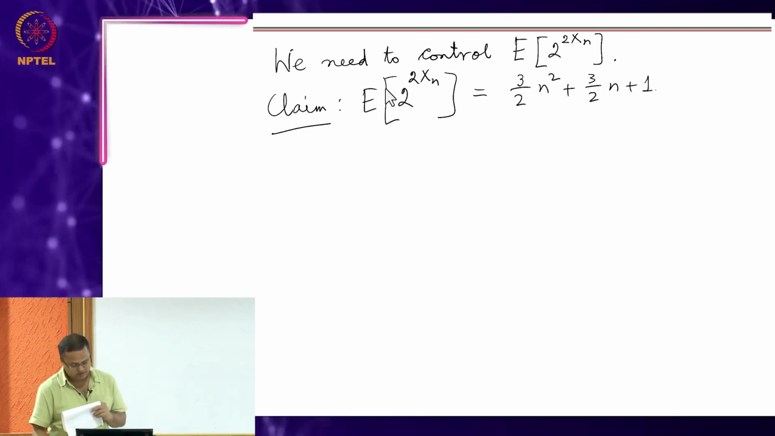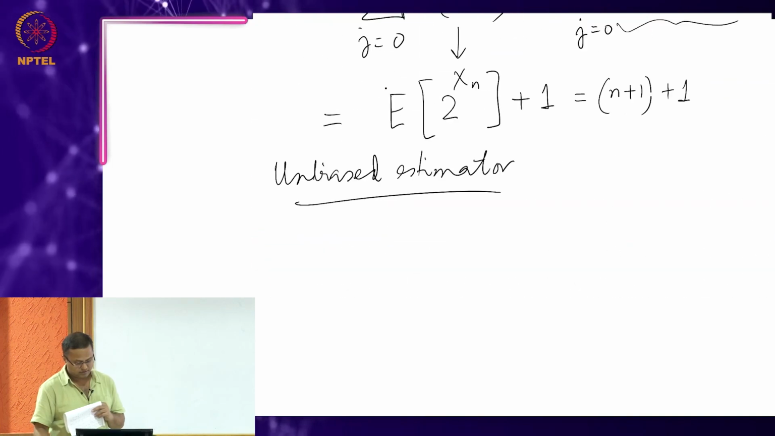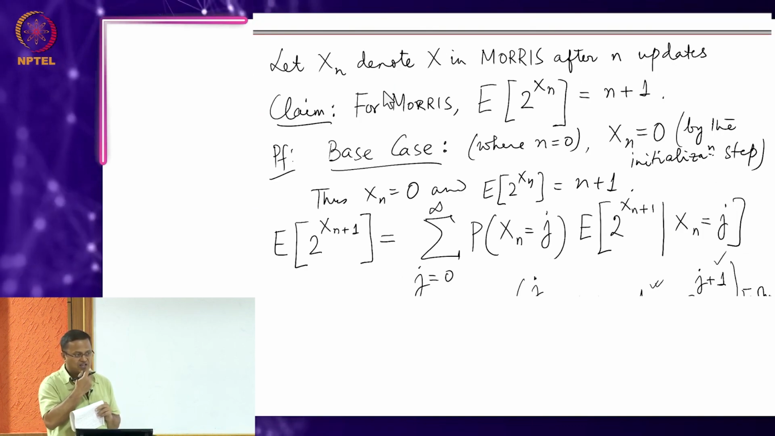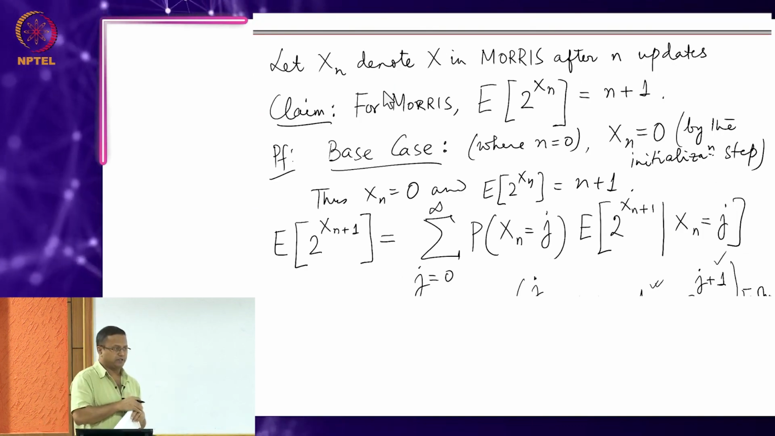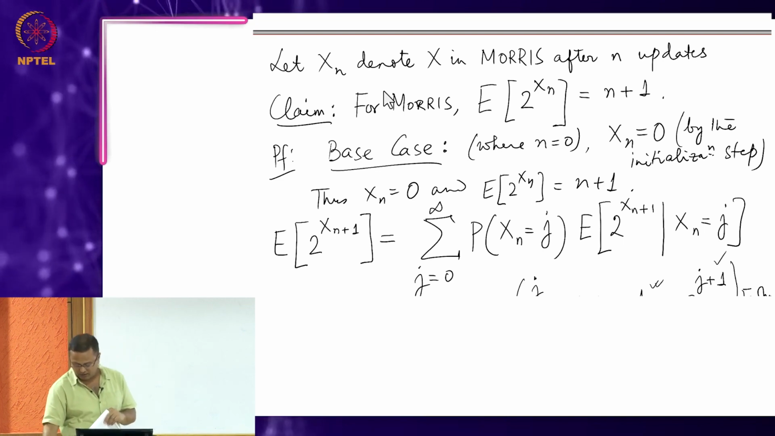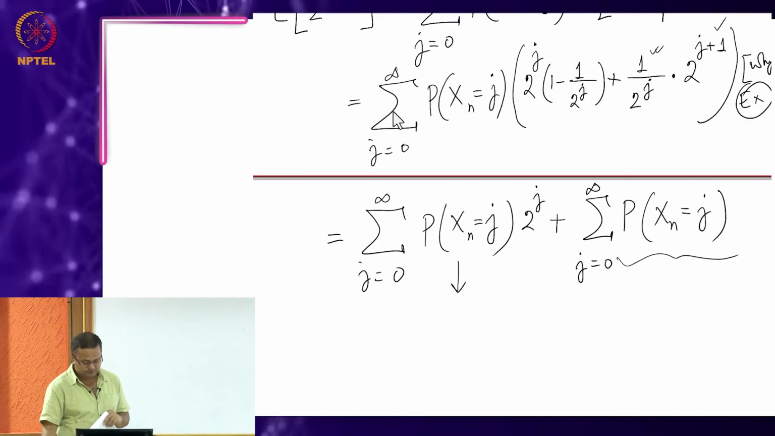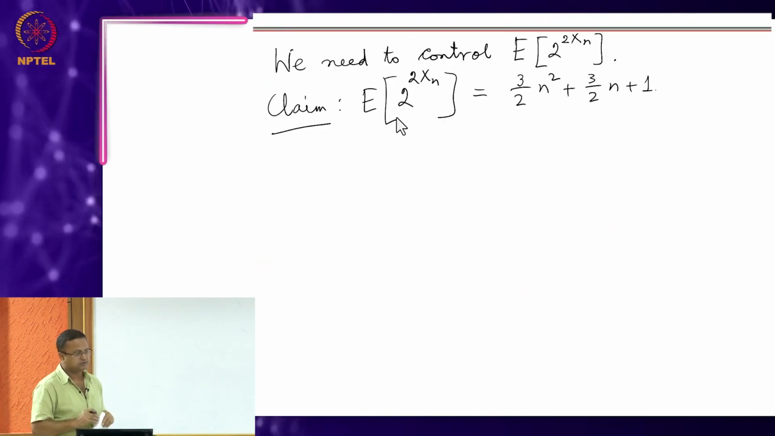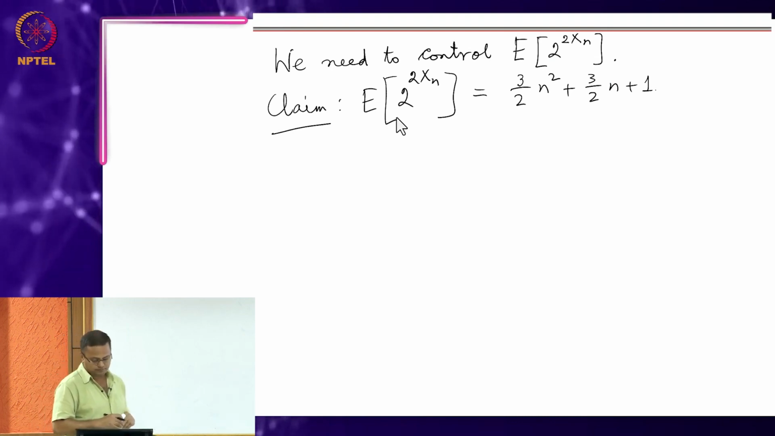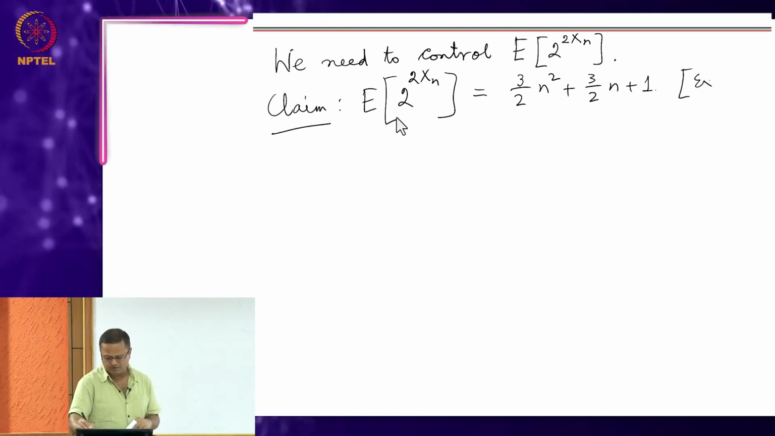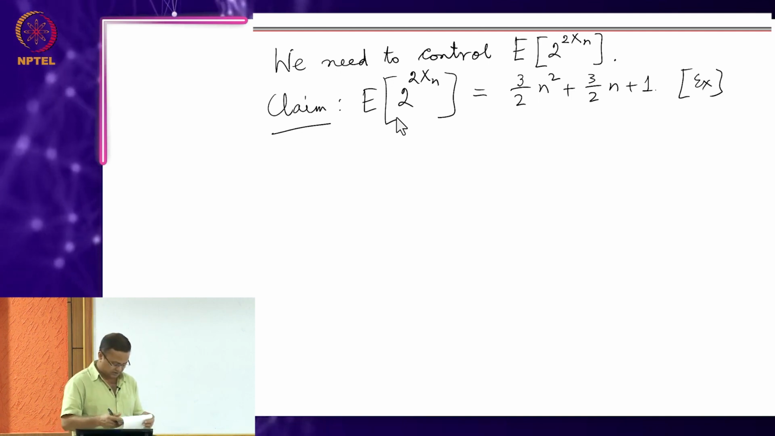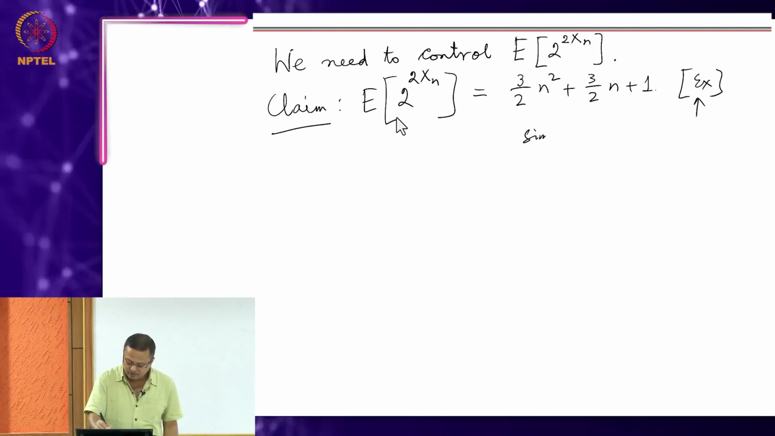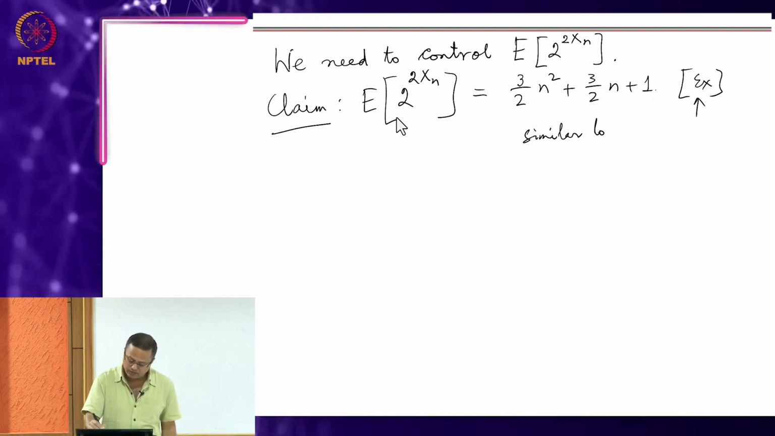You can prove this just in this fashion, the way you proved expectation of 2 to the xn equals n plus 1, you can prove that this is like this. I will not prove it because it would be tedious in here. Take this as an exercise, it is similar to the earlier claim.